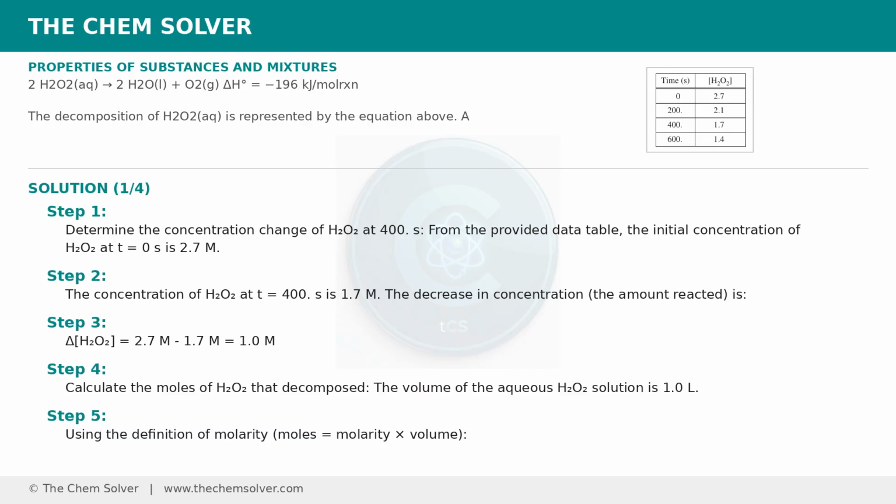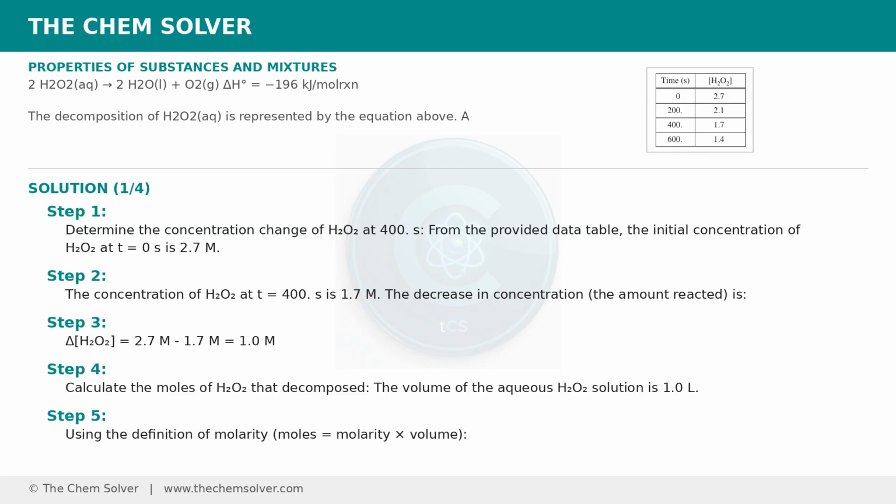Determine the concentration change of H2O2 at 400 s. From the provided data table, the initial concentration of H2O2 at t = 0 s is 2.7 molar. The concentration of H2O2 at t = 400 s is 1.7 molar. The decrease in concentration, the amount reacted, is Δ[H2O2] = 2.7 molar − 1.7 molar = 1.0 molar.